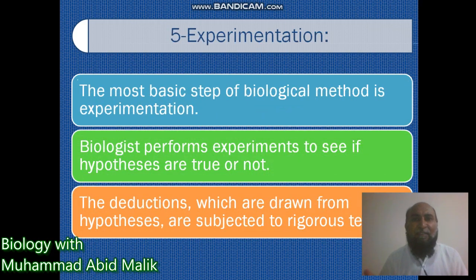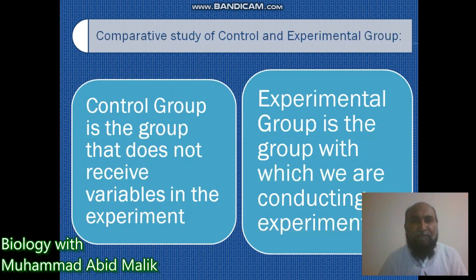When we have to conclude our results, we make deductions, then we go ahead for experimentation to check whether the hypothesis is correct or false. So the most basic step of the biological method is experimentation. Biologists perform experiments to see if hypotheses are true or not. The deductions which are drawn from hypotheses are subjected to rigorous testing.